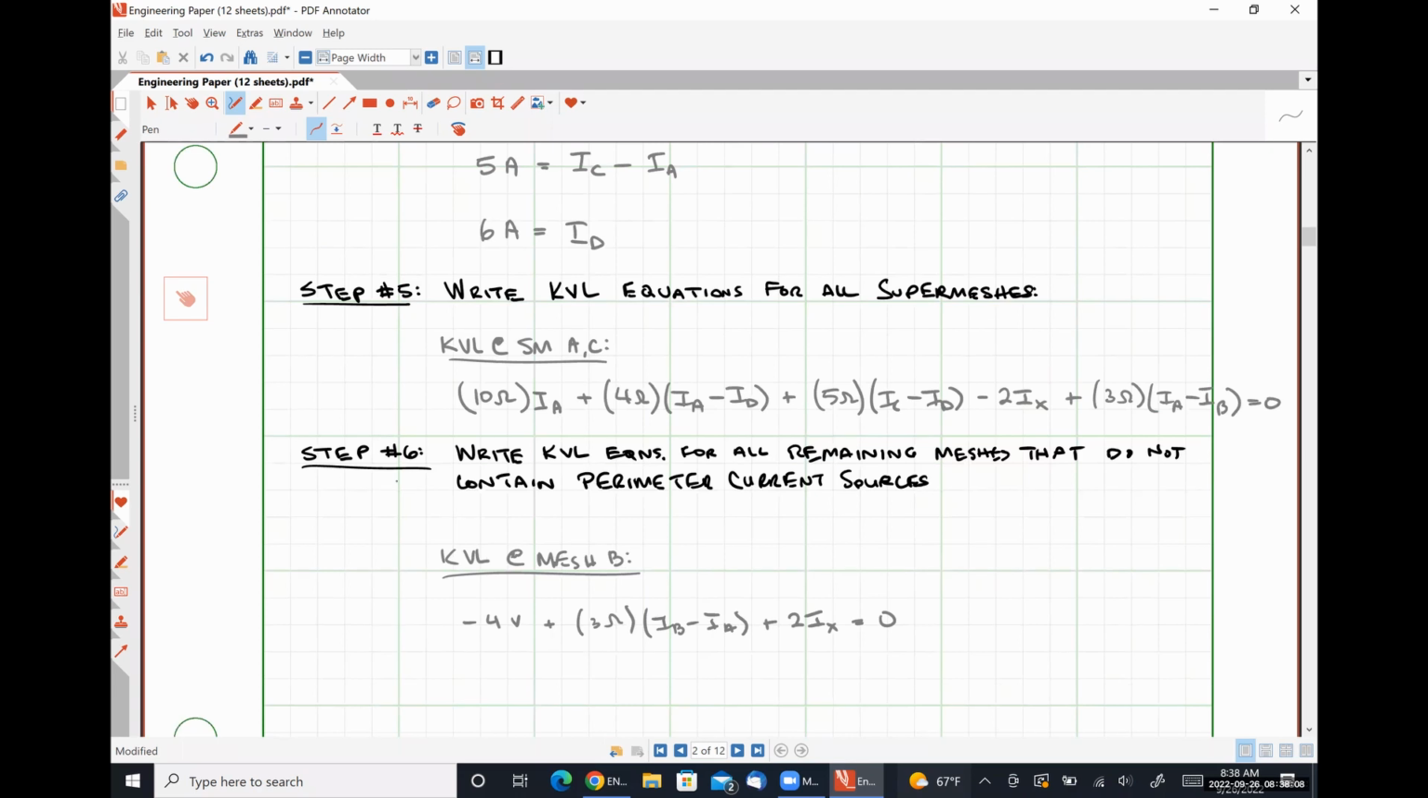Obviously here, we could take ID and everywhere we see it, replace it with 6 amps. Everywhere that we have IX, substitute that in, and this would reduce down to a 3 equation, 3 unknown system that any and all of our calculators should be able to take care of. Or we could solve it using MathCAD or whatever we felt like.